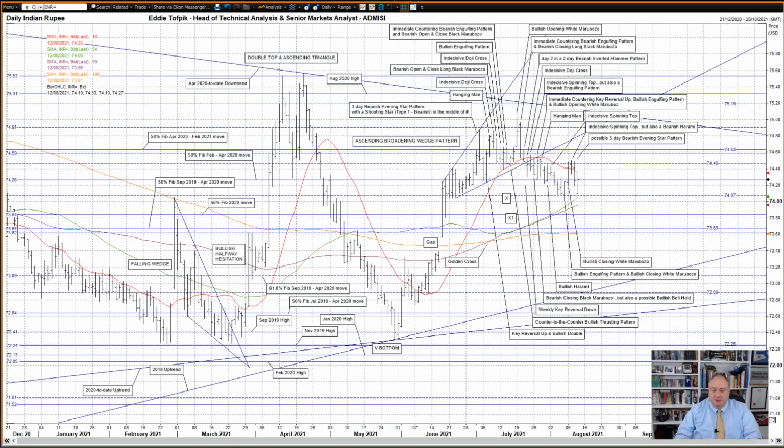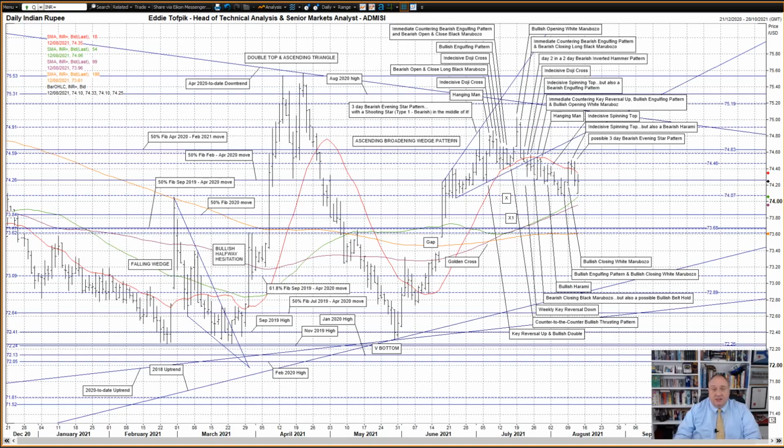US dollar against the Indian rupee. A second bearish black crow yesterday, but that's not the full story. As you can see, yesterday is also day 3 in a 3-day bearish evening star pattern. Interestingly, the market closed below, if only just, the significant 50% Fibonacci line of the February to April 2020 move at 74.26.